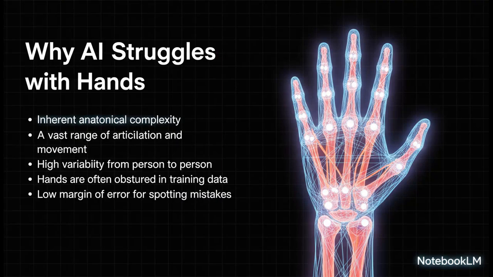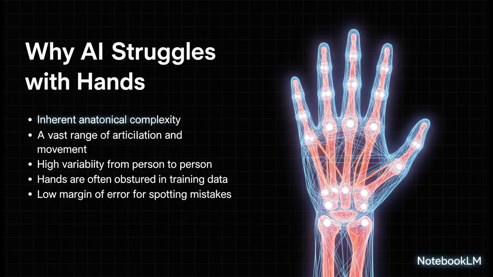Let's start with hands, the classic AI nightmare. It really is a perfect storm. They're complex, they can move in a million ways, and they look different on everyone. But here's the real kicker. Think about the training photos. How often do you see a perfect, clear, well-lit picture of a hand? Almost never. They're blurry, they're holding things, they're half cut off by the frame.